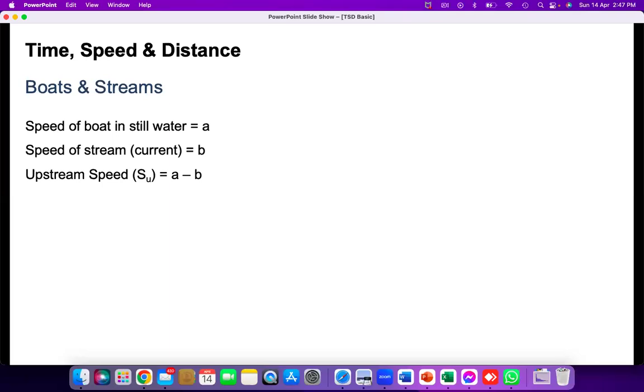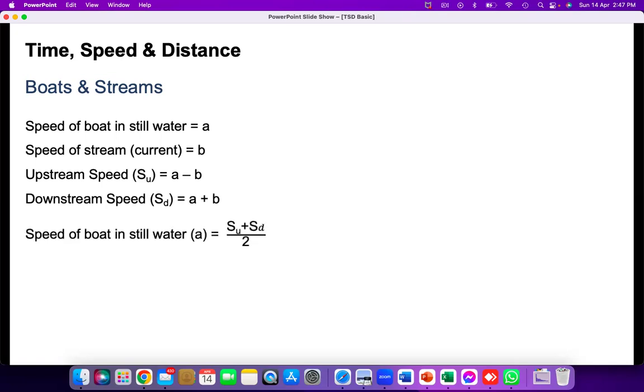15 minus 10, that is 5 meter per second. Now in downstream, means in the direction of stream, what will happen? Speed of stream will be added to the speed of boat. So it becomes A plus B. Got the difference?